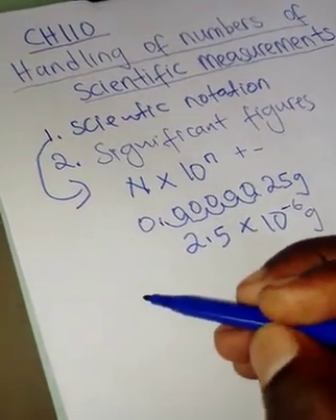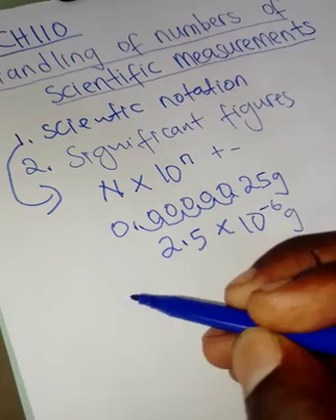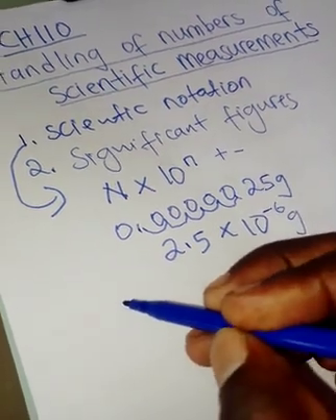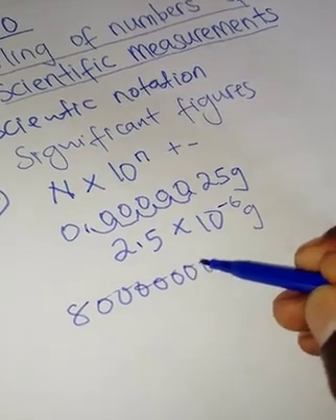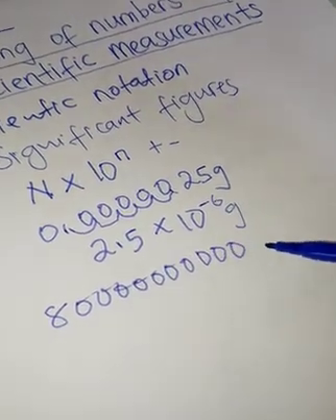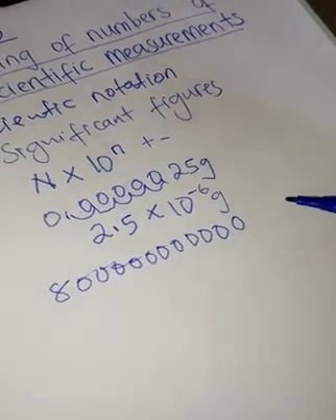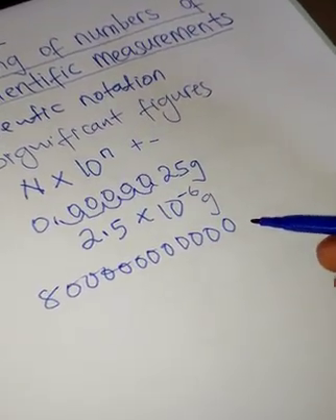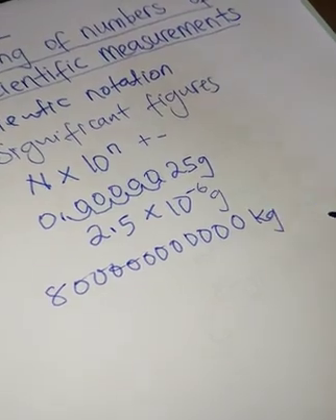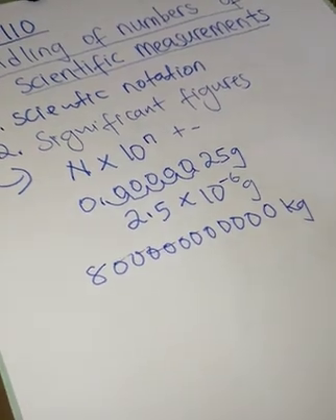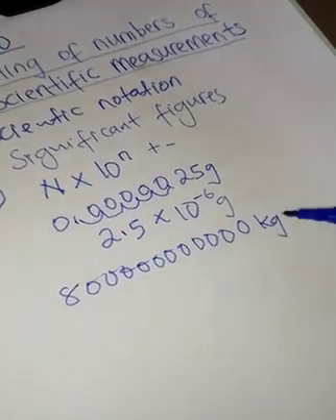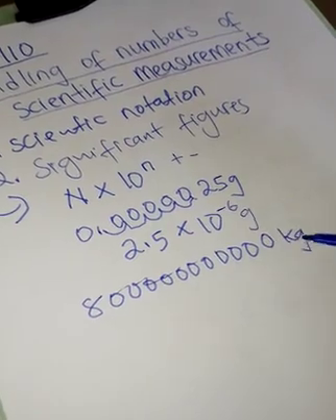Same way, let's say we have a very big number like 8, 1, 2, 3, 4, 5, 6, 7, 8, 9, 10, 11, like that, let's say kilograms. So that is a very big number. So the best way to report this one, of course, is by use of scientific notation or standard form.